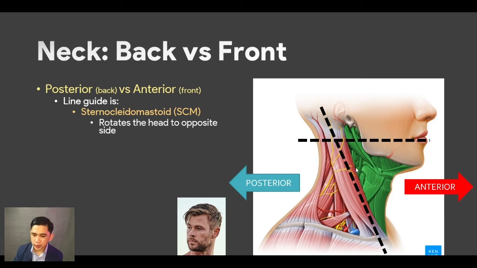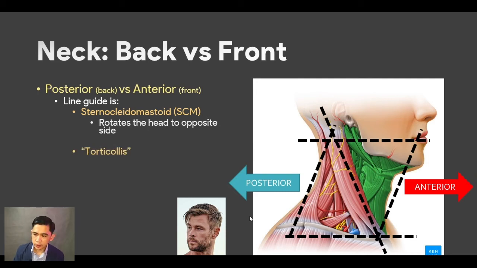Now, if you put a line from the base of the skull and another line at the sternum, and another line from the mastoid and this back muscle, which we call the trapezius, and another line in the middle of the neck, we will produce two triangles. This triangle and this triangle. This is the anterior triangle, and this is the posterior triangle.